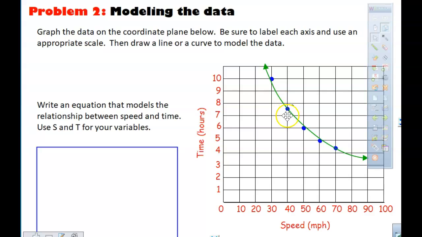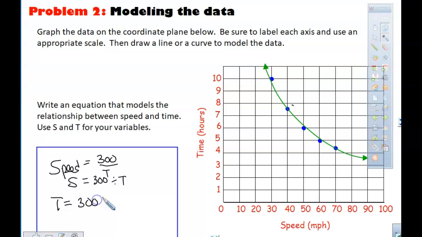So if we are looking at this, I just want you to know there's a few different equations you could have had. The first one, we could say that our speed, S, equals 300 divided by time. That's one equation. And if you like to do it the other way, if I'm finding time, T, that would be 300 divided by, what did we do each time? We divided it by our speed, S.